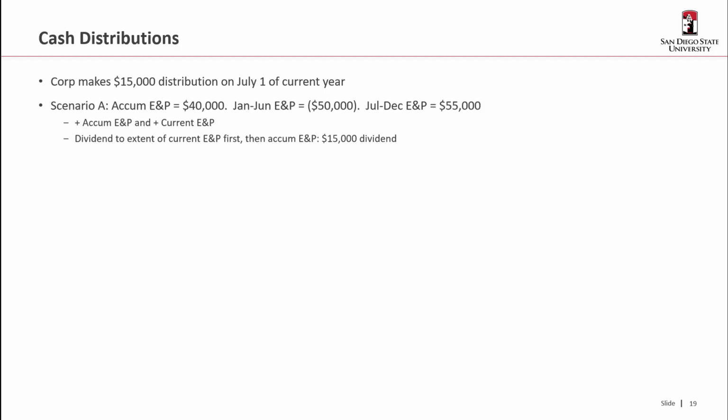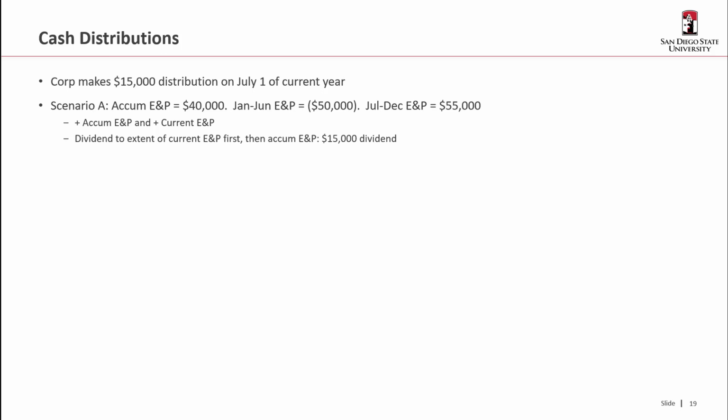Okay, so in scenario A, I have accumulated E&P of $40,000, and I have negative E&P for the first half of the year, $50,000, and I have positive E&P for the second half of the year of $55,000. So at the end of the day, which is when I need to measure this, I have positive accumulated E&P, and I actually have positive current E&P for the year.